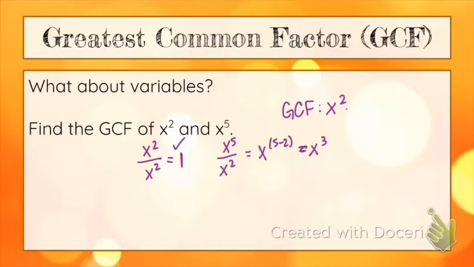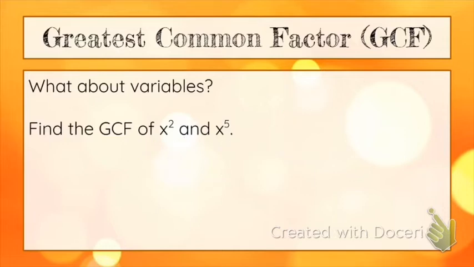So that might be a little bit of overkill for the information you need right now. The part that I want you to remember, the part that needs to stick in your brain, is that when you're trying to find the greatest common factor of two variables, the greatest common factor is that variable with the smallest of the exponents. So x squared is the greatest common factor of these two.